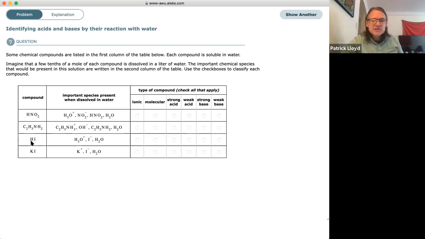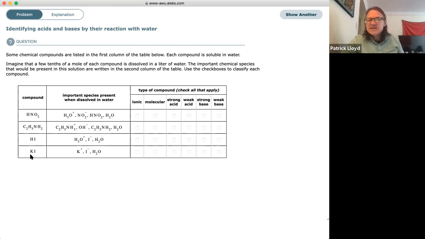HI, well, this is when you've got the H in the front, so it's an acid. It's one of the strong acids, right? But again, take a look at the strong acids. You get the hydronium, fine, but there's no unreacted HI. And that's a clue that it's a strong acid. There's no unreacted HI, so that's a strong acid.